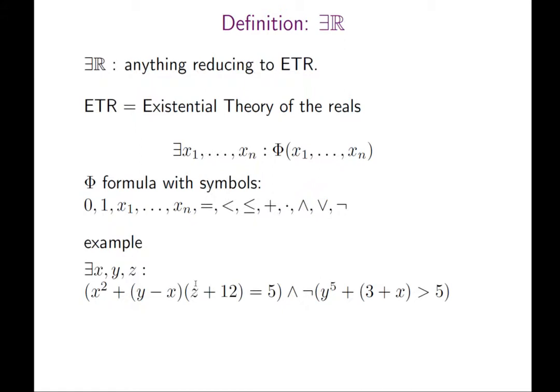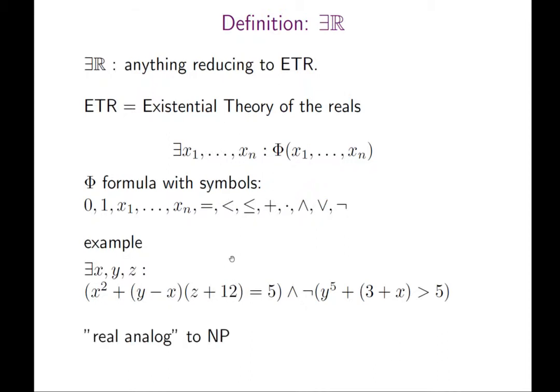So let's see an example of what sensible means. Here, for instance, I ask for 3 real variables such that this equation is true and that inequality is not true. I should not have an and or an or in this part, but only one equation, and the brackets should be placed in a useful manner. So that would be an example of a formula I could represent. Here 12 is shorthand notation for 1 plus 1 plus 1, and so on and so forth.